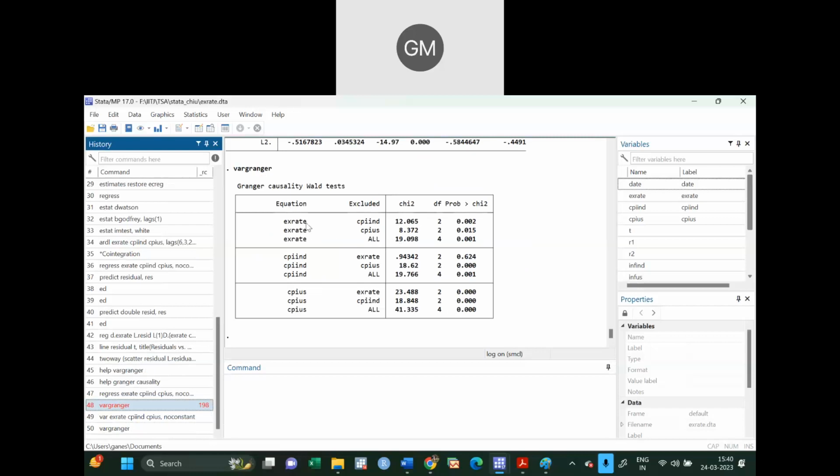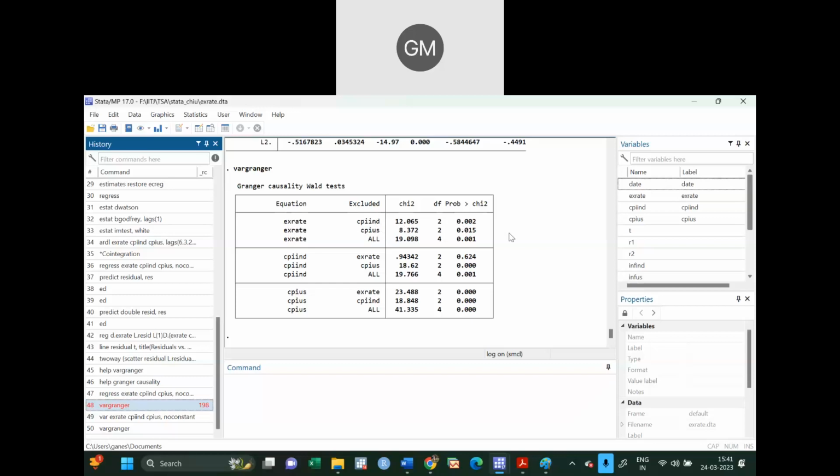Equation exchange rate, excluded CPI India, CPI US. So exchange rate is a function of CPI US. CPI India is excluded for the first equation. So you find the chi-square to be 12.06, degree of freedom 2, because two variables at a time you are working out, and then the p-value is this.